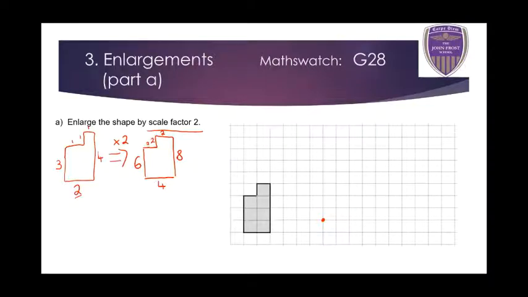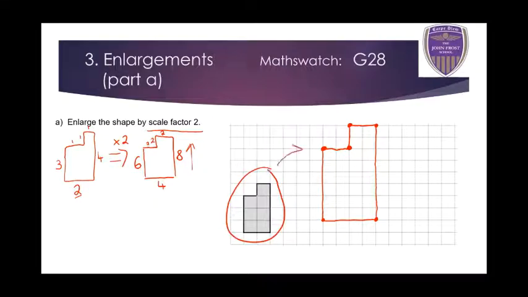So my new shape has a base of 4 units, so I need to go across 4 units. It then has a height of 8 units. So 1, 2, 3, 4, 5, 6, 7, 8. Perfect. It then goes to the left 2 units, 1, 2, and then goes down another 2 units, 1, 2. To the left 2 units, 1, 2. And then it finally goes down 6 units, 1, 2, 3, 4, 5, 6. Okay. So we have now increased this original shape by a scale factor of 2.